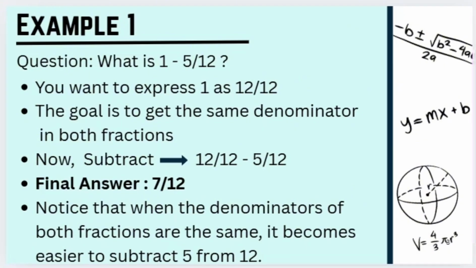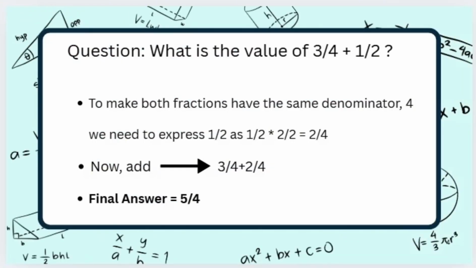Now let's consider another example. This question says, what is the value of 3 on 4 plus 1 on 2? Don't forget that always the goal is to make the denominators become the same. You want them to be equal. But notice that 2 is a multiple of 4. Right? So to make both fractions have the same denominator 4, we need to express half as a fraction over 4.